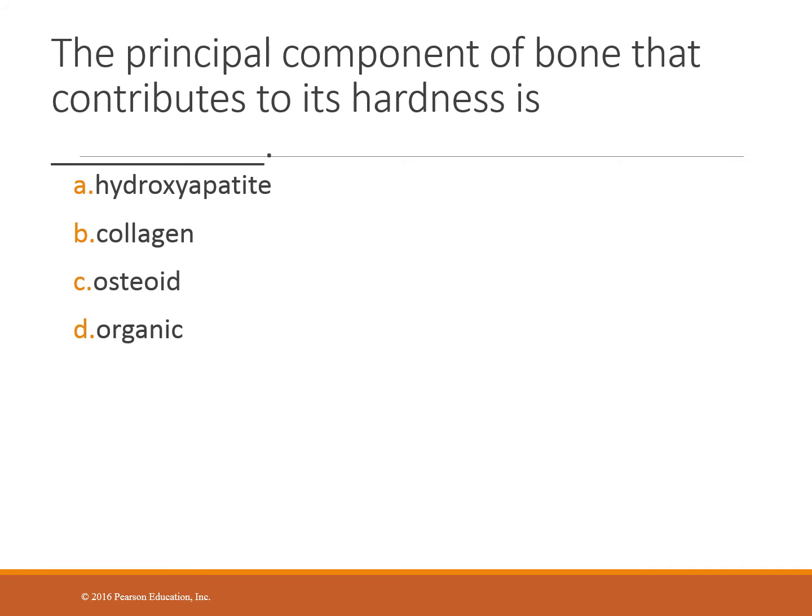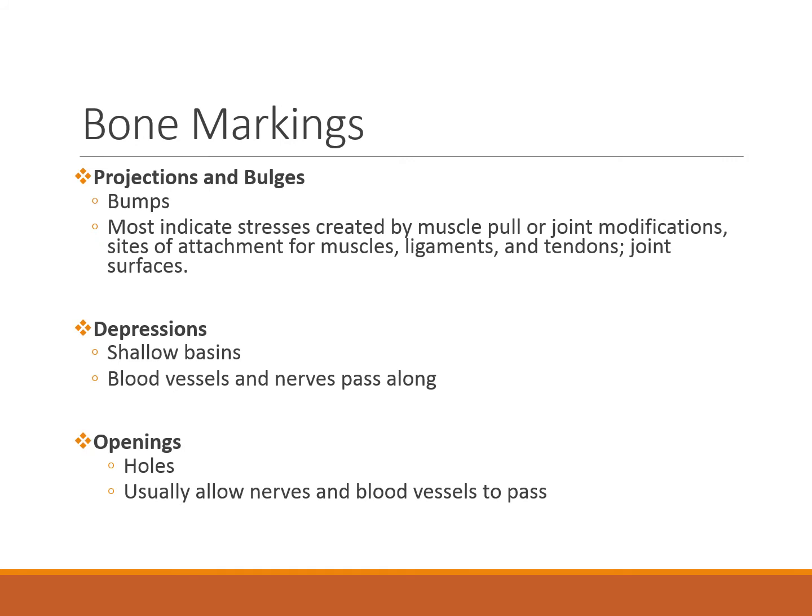The principal component of bone that contributes to its hardness is hydroxyapatite, collagen, osteoid, or organic. Hydroxyapatite. Good job. If you look closely at a bone, you'll probably notice that although it looks smooth from afar, in actuality it has a number of projections, bulges, depressions, and openings. These features are called bone markings. Bone markings are critical to the identification of individual bones and help us understand the functional aspects of human anatomy.